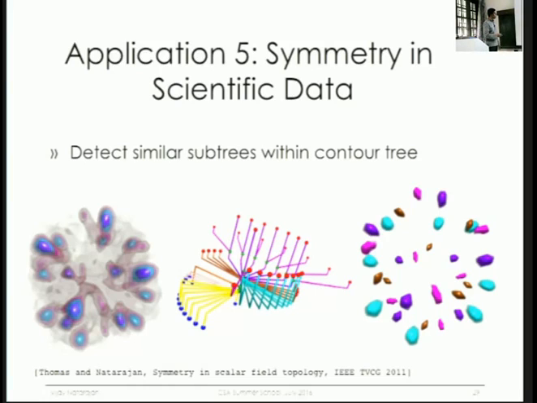So again, the trick is to compute the contour tree, but now I have a tree, and all of you are algorithms experts, right? You know what isomorphism is. You know how to compare graphs, so you compute similar subtrees by solving this as an isomorphism problem, which is much simpler for trees.